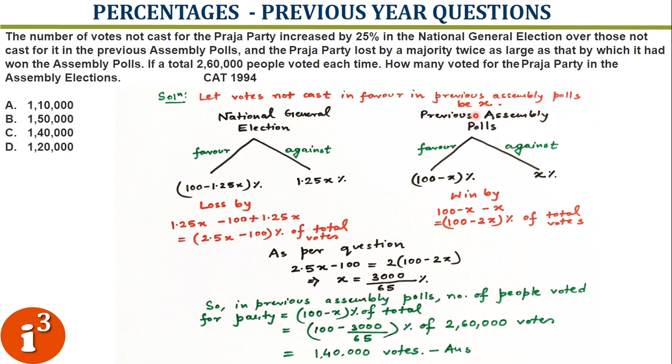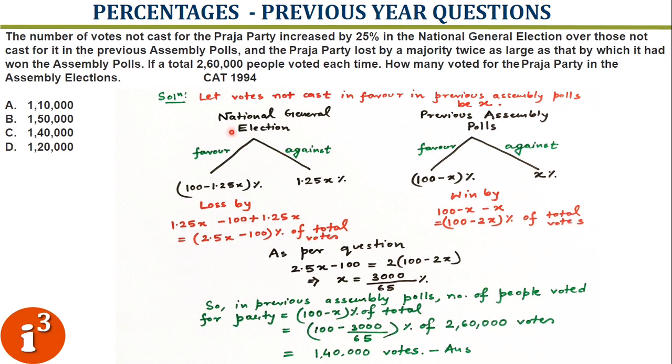So this is previous assembly polls, this is now national general election. In previous assembly polls, not cast for Praja Party, let it be X%. So votes in favor of Praja Party was 100 minus X%. So by how much did it win? Because favor is more than against, only then it will win. In the previous assembly polls, it won. So the win is 100 minus X minus X, that is 100 minus 2X% of total votes.